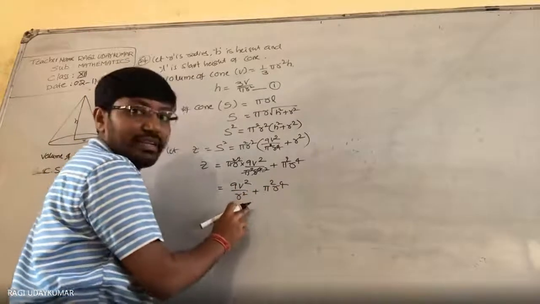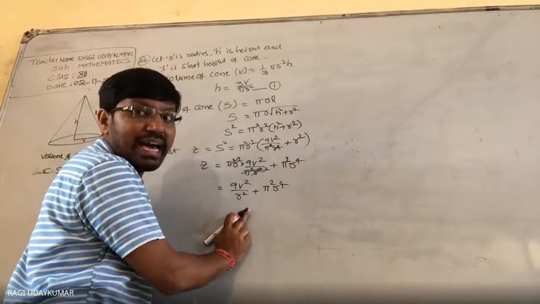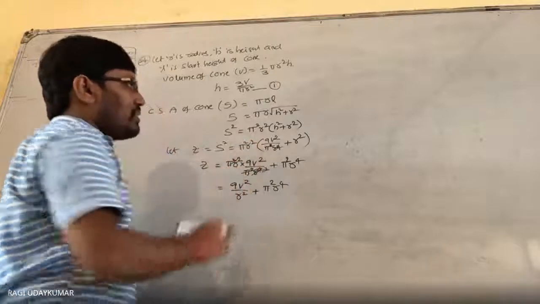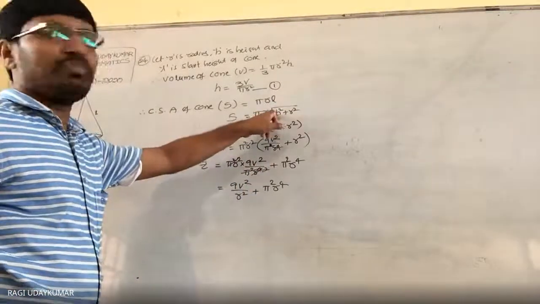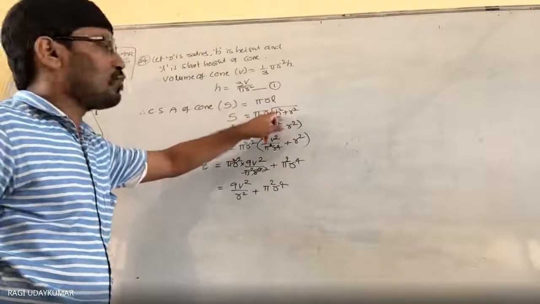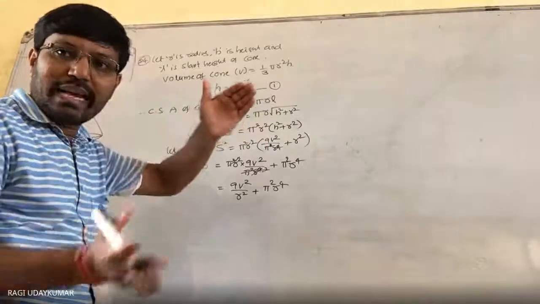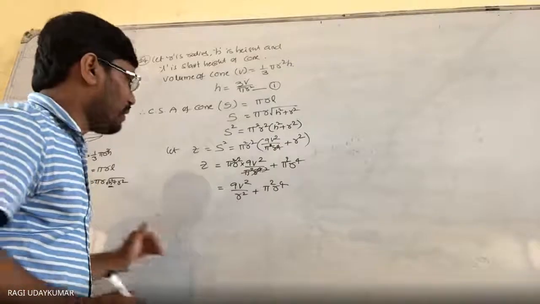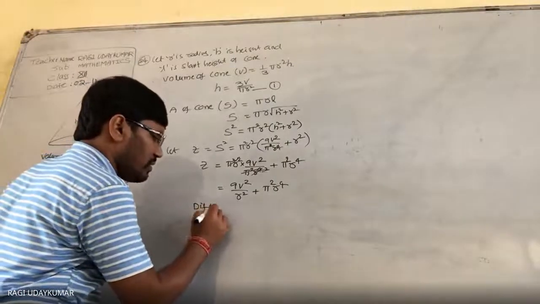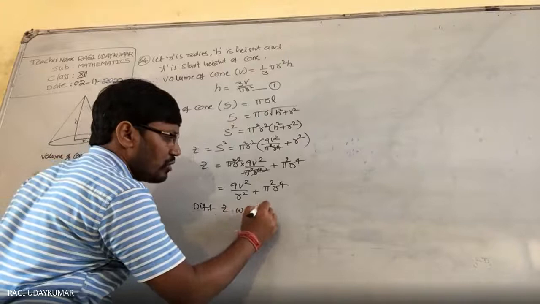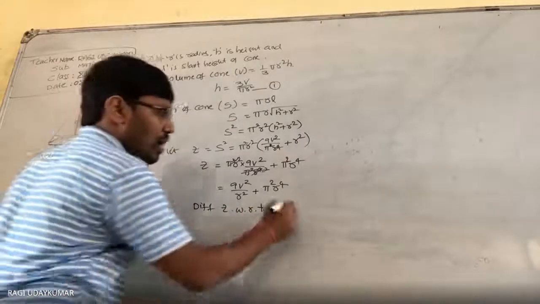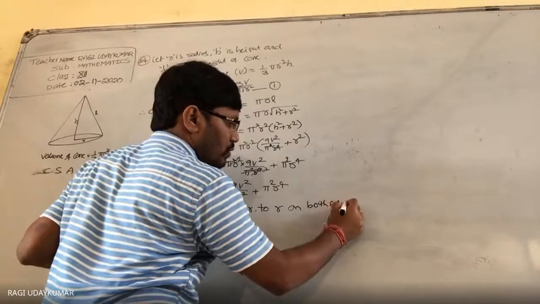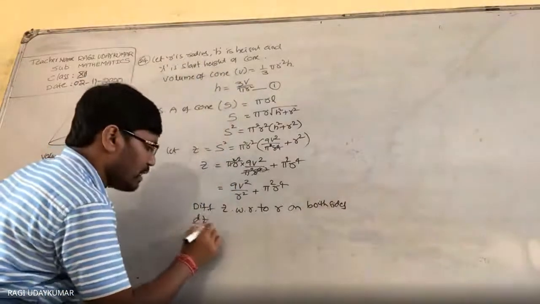So now you see, differentiating this with respect to r is easy. Otherwise, if you take the under root and substitute the r and h values, the problem becomes a little bit lengthy. Even if you do it that way, you will get the correct answer. So differentiating z with respect to r on both sides, what do you get here? dz by dr.